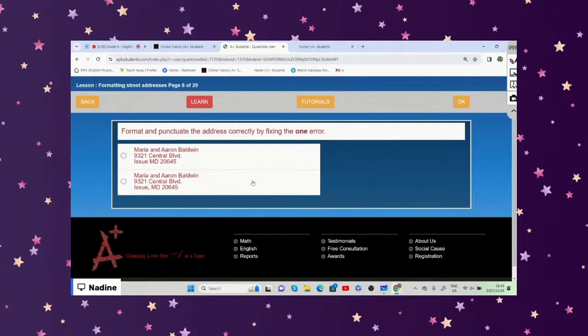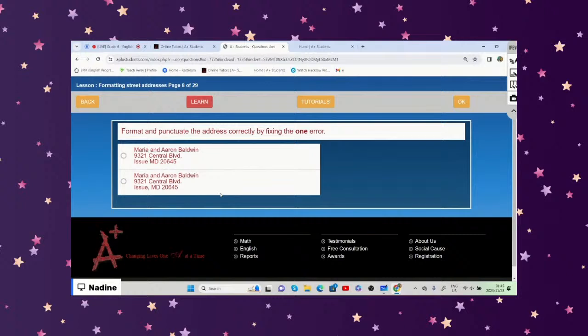So let's go to the second option. It says Maria and Aaron Baldwin, right? The address is 9321 Central Boulevard, and then we also have an endpoint after the boulevard. Then the city is Issue, for example.